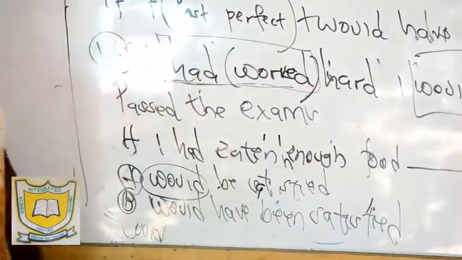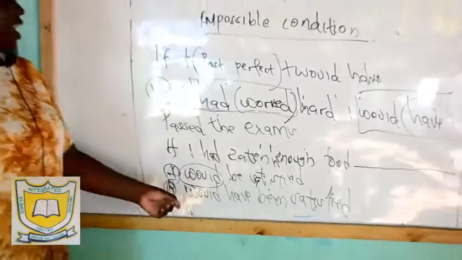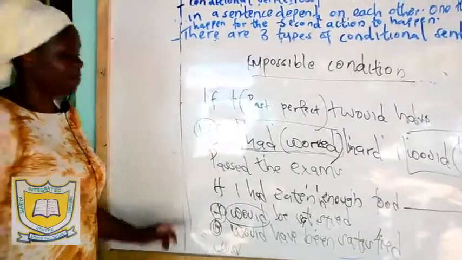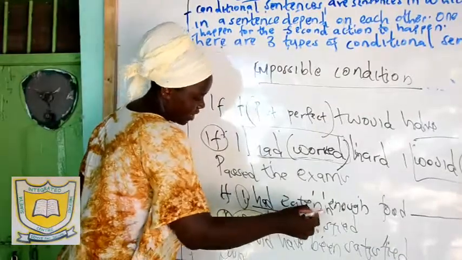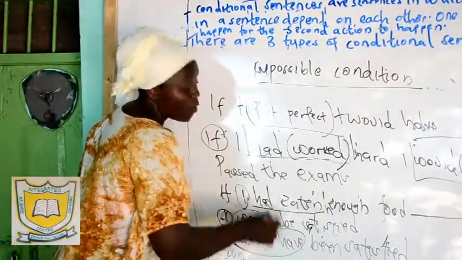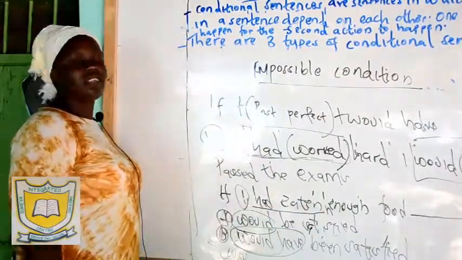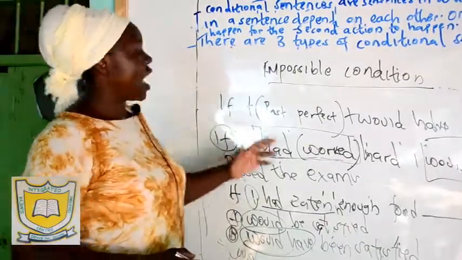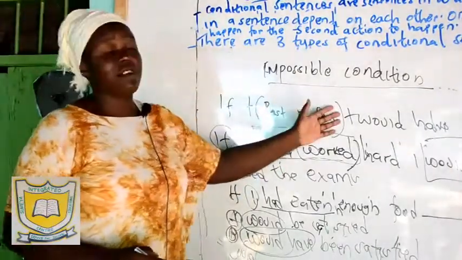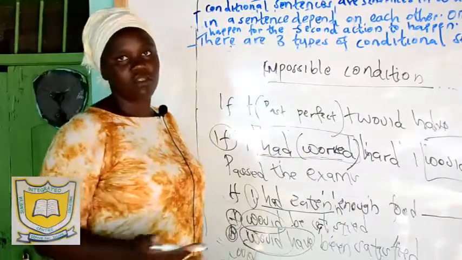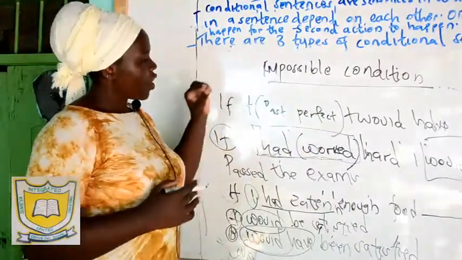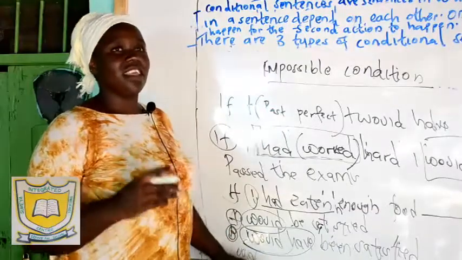If I had eaten enough food, I would have been satisfied. Why? I'm having if plus a past perfect tense plus would have in my sentence. If plus had, if plus a past perfect plus would have forms the impossible condition. Now, completing these sentences is easy.